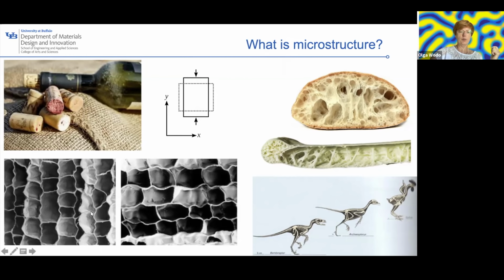So this is the example of cork. This is the cork that is being pulled in one direction. So what you see in the image to the right. So remember, there's always something about the structure. But microstructure you can also see in bread.